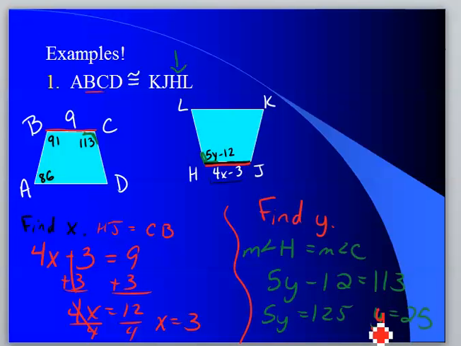So we've solved for x and we've solved for y. You need to find those in your figure. Use your congruence statement to find the corresponding part. Set those equal because we know they'll be the same. The figures are congruent.